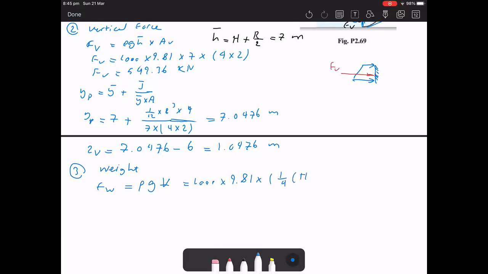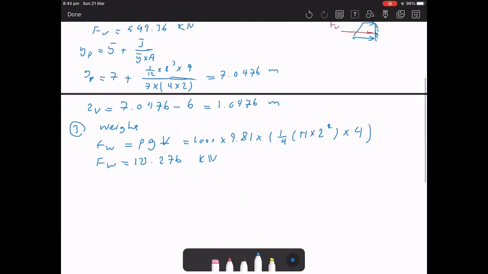We can show it with the FW, which is the density times gravity times volume. Density is 1000, gravity 9.81 times the volume, a quarter of a cylinder. So pi times 2 squared, and the width of this cylinder is 4 meters. So FW will be equal to 123.276, and the unit is kilonewtons. Okay, just keep it in your mind, we're expressing all the forces in kilonewtons.